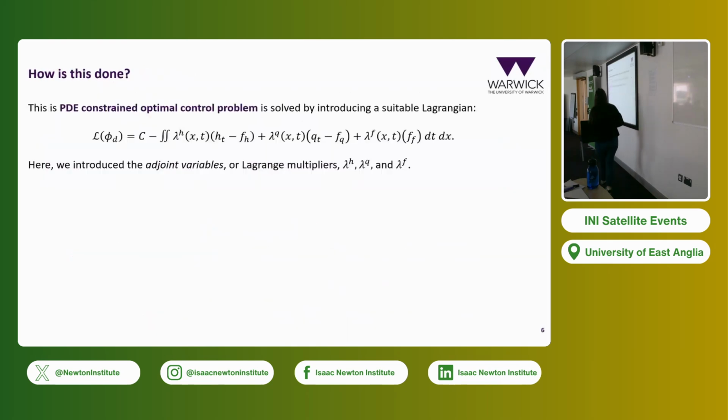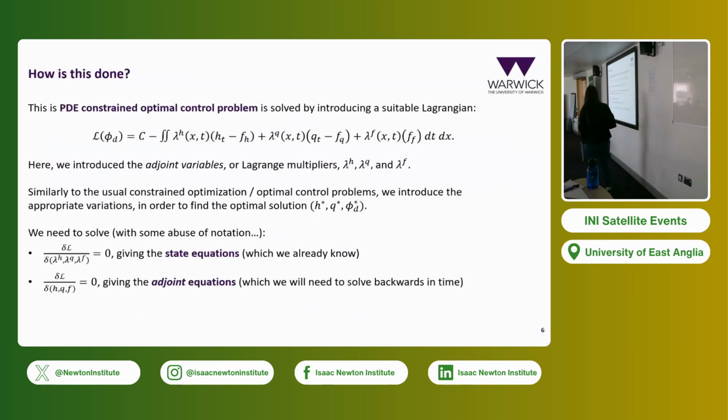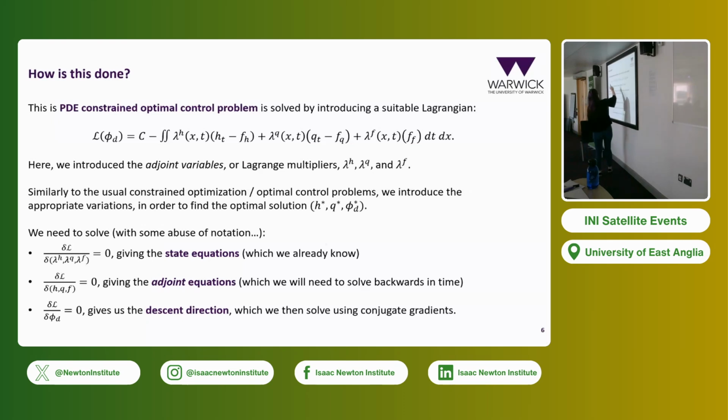So this is known. But the interesting thing is to take the variations with respect to the other things. You take variations with respect to h, q, and f, which are like derivatives, and you get the adjoint equations, which is what we need to solve. I'll show them in the next slide. And then if you take the derivative with respect to the control itself, that gives you a descent direction that you can use for optimization. So let me make this a bit more clear.